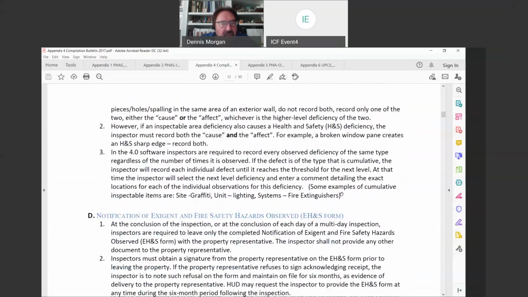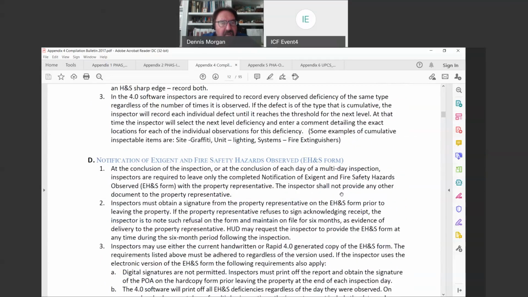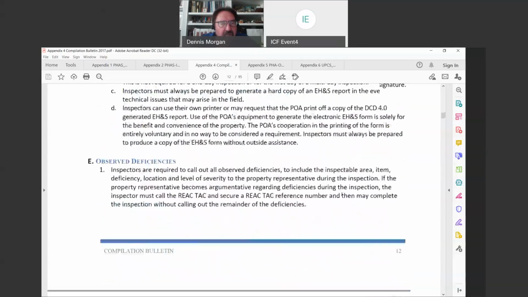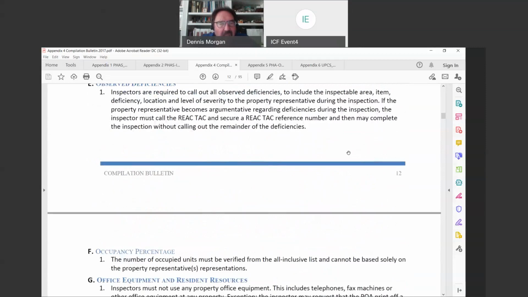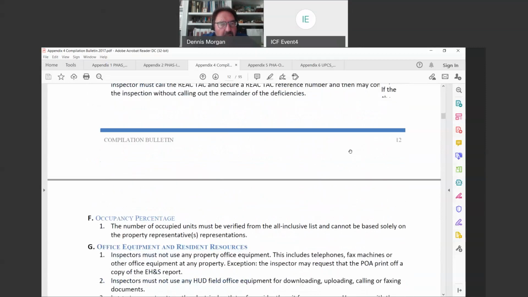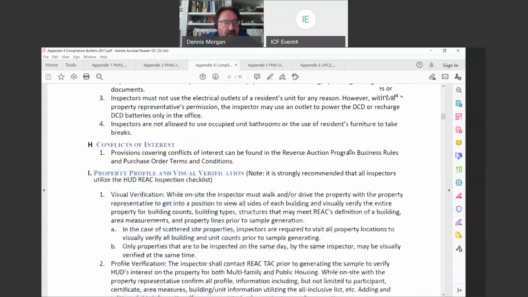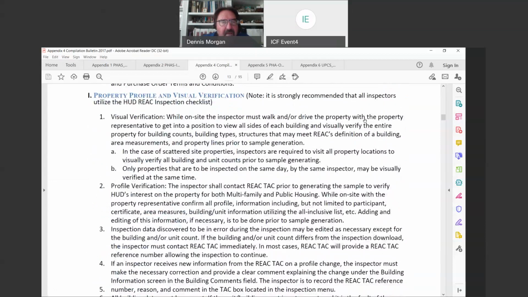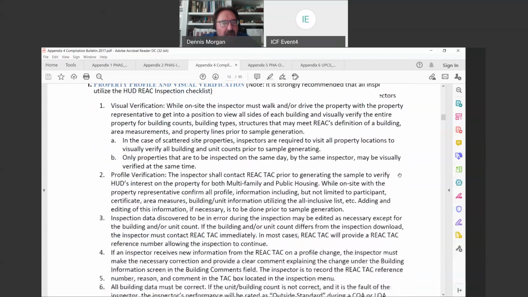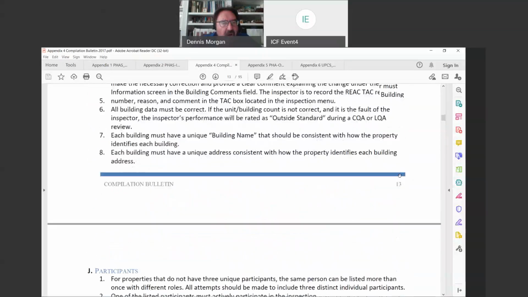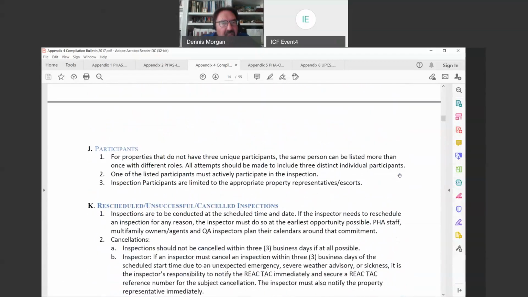He's going to then notify me of the health and safety. He's going to provide me a copy of that report and then record the information. And I have 24 hours to make the necessary repairs on those health and safety items, and 72 hours to upload the information to HUD. He's going to validate the vacancies. He's going to take that profile of the property as well. All of that is going to be recorded in the DCD, which is also going to generate his sample units.